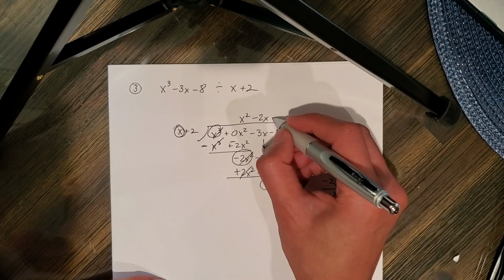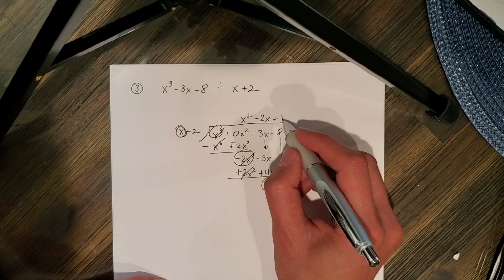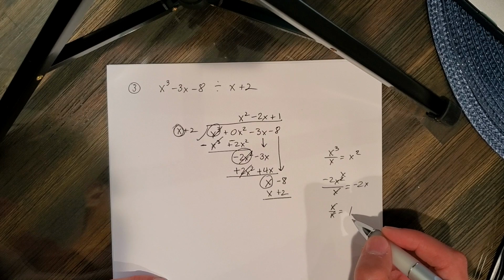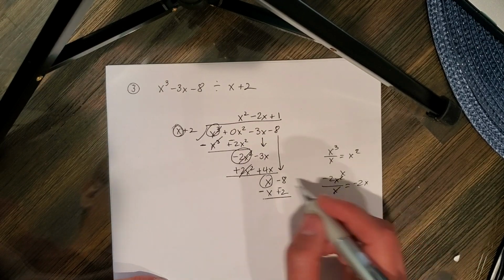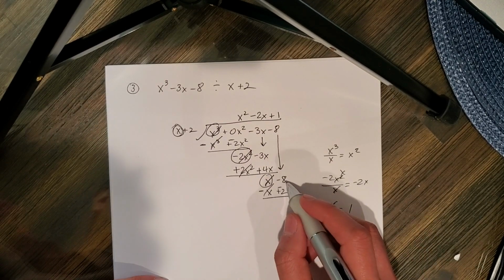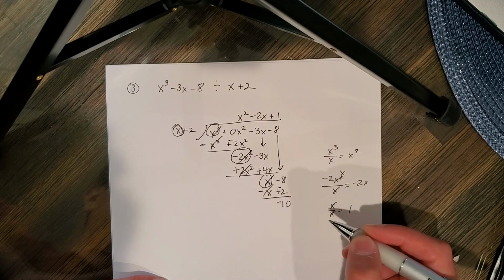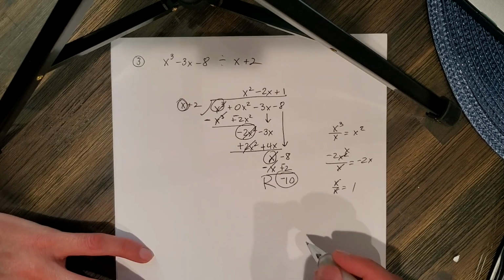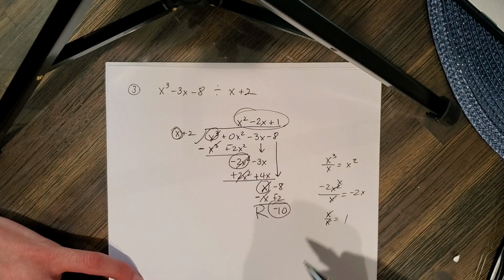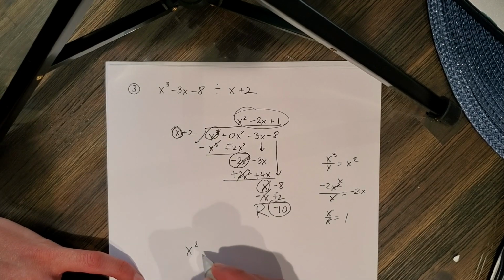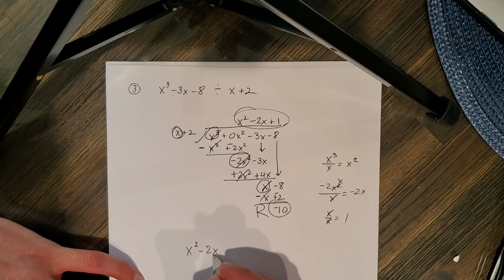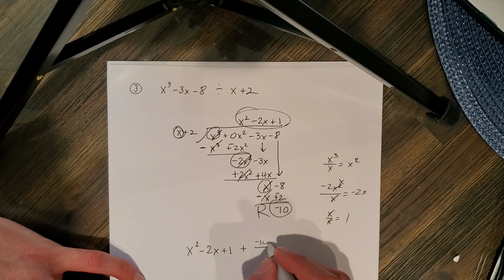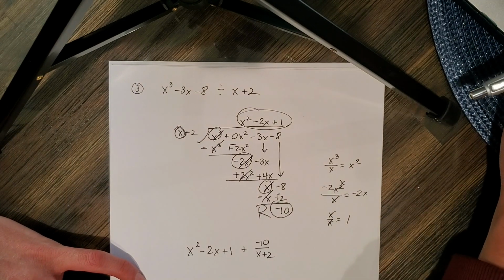And so we put the plus 1 up here. Okay, now multiply. 1 times x is x. 1 times 2 is 2, so plus 2. Change all the signs, subtract here. And so those cancel, and I get negative 8 minus 2 makes negative 10. And there's nothing else to bring down, so this is my remainder. Okay, and so I'm going to write it like this. I'm going to write what I got up here as my answer, x squared minus 2x plus 1 plus, and I'm going to write a fraction, negative 10 over x plus 2.